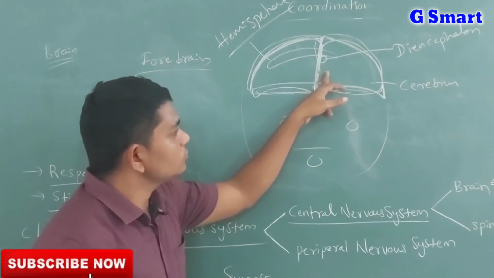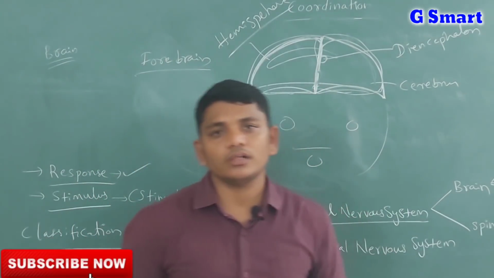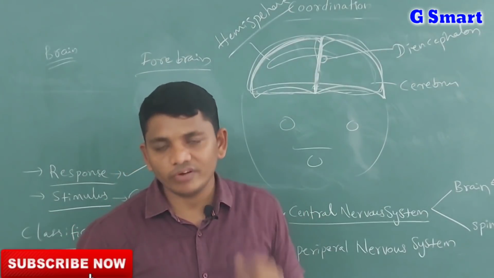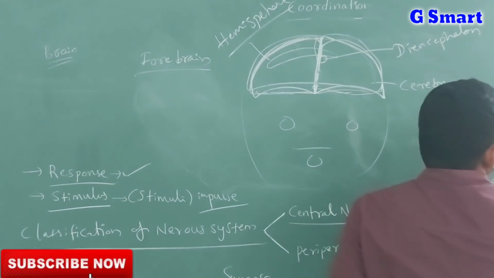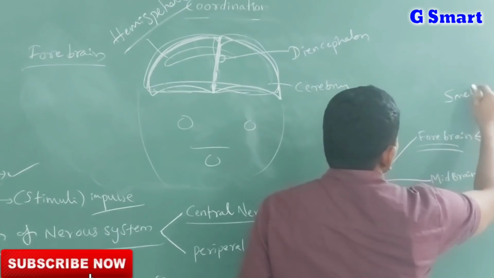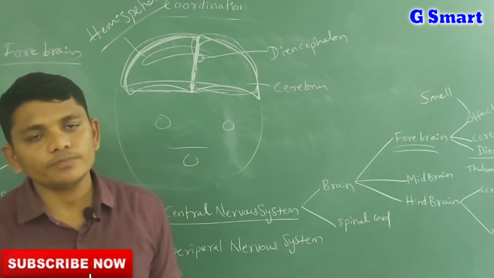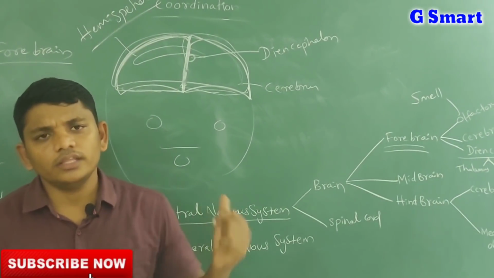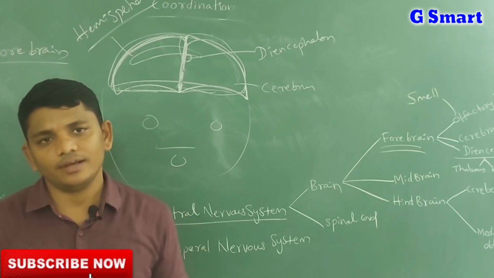You know, these olfactory lobes are responsible for the sense of smell. Olfactory lobes are present in the forebrain. They are responsible for the smell.